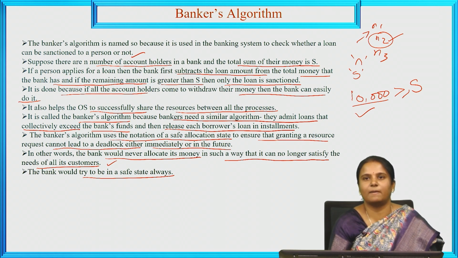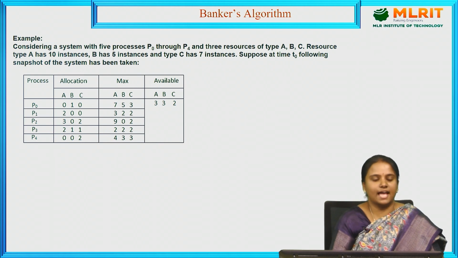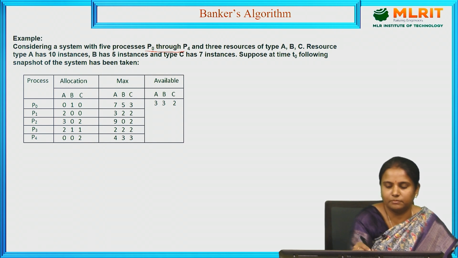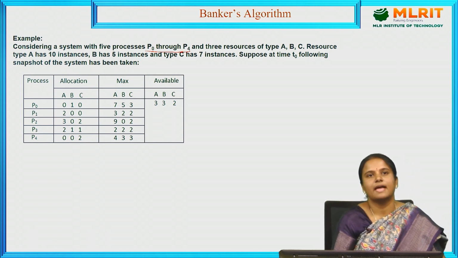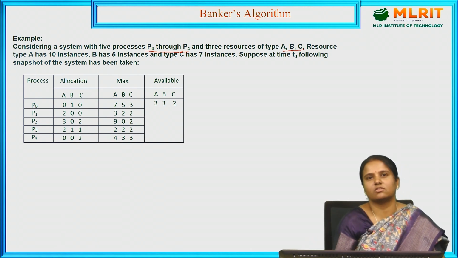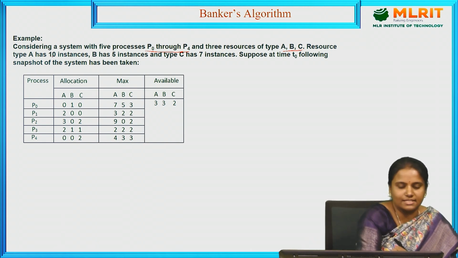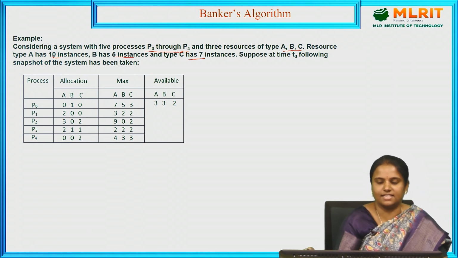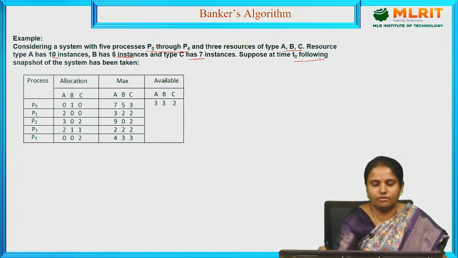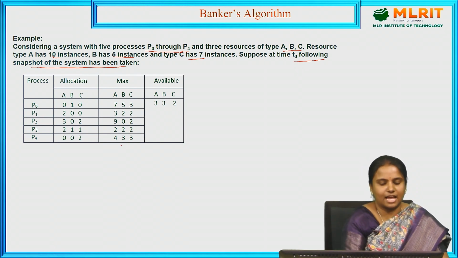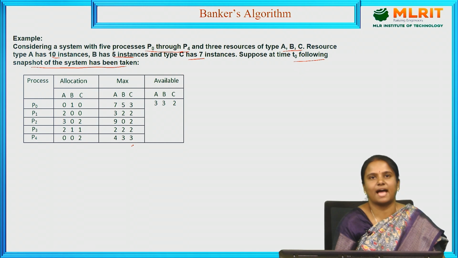So, let us start our banker's algorithm problem. Consider the example problem: a system with 5 processes, P0 through P4, meaning P0, P1, P2, P3, P4, and 3 resource types, A, B, C. Resource A has 10 instances, resource B has 5 instances, and C has 7 instances. Suppose at time T0 the following snapshot of the system has been taken. This is the snapshot we are using to solve this banker's algorithm problem.